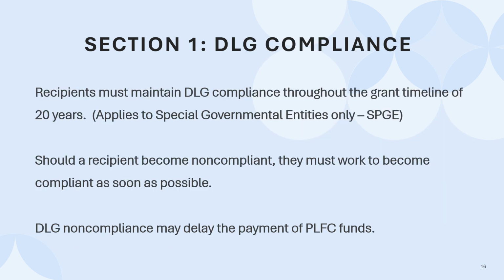Section 1 questions are also designed to remind recipients that they must maintain compliance with the Department for Local Government, or the DLG. The State Fiscal Office and DLG may delay grant payments if a library is non-compliant. A library may be considered non-compliant if they have not submitted required documents such as audits or budgets on time. When this happens, the library's account is placed on hold, which prevents payments from being issued. Should a grant recipient become non-compliant, they must work to resolve issues as soon as possible.